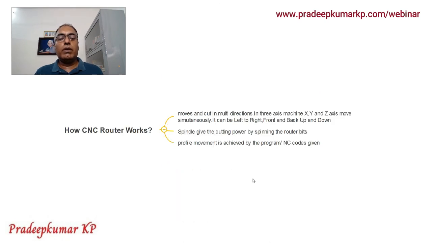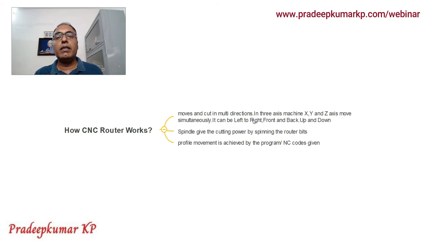How does a CNC router work? CNC router, we already explained about that. It moves according to the NC code programs. As far as the CNC router is concerned, the basic machine will have a 3-axis movement like X, Y, Z. X means in some machines, the gantry type, the tool head, that is the spindle, can move left and right.